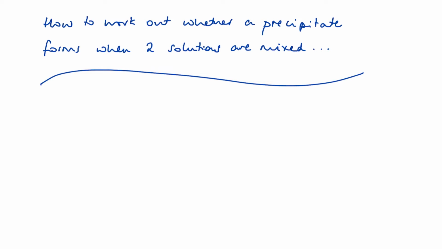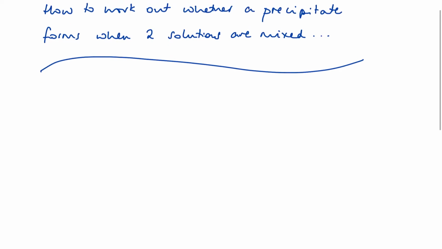We can cause a sparingly soluble salt to precipitate out of solution if we mix two solutions together and the product of the concentration of the ions concerned exceeds the solubility product. In this video, I'm going to show you how we can work that out. So first of all, let's unwrap what I have just said.